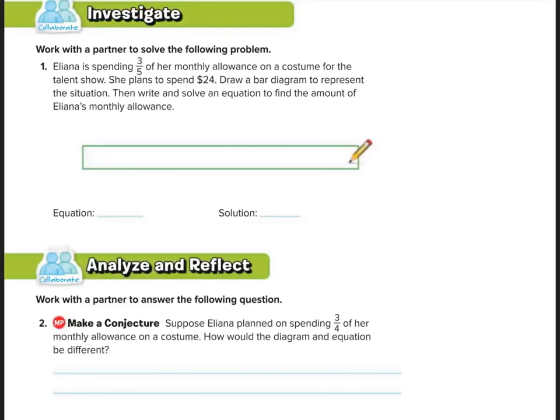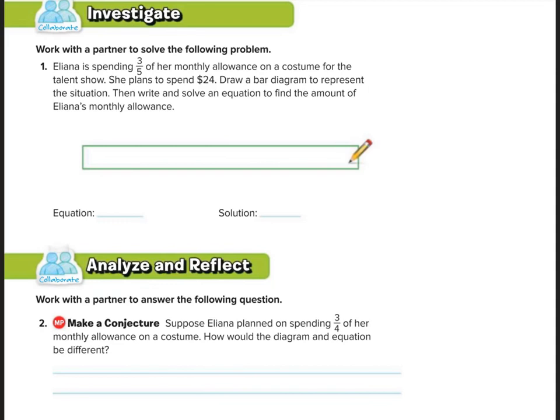Investigate. Work with a partner to solve the following problem. Eliana is spending 3/5 of her monthly allowance on a costume for the talent show. She plans to spend $24. Draw a bar diagram to represent the situation. Then write and solve an equation to find the amount of Eliana's monthly allowance.